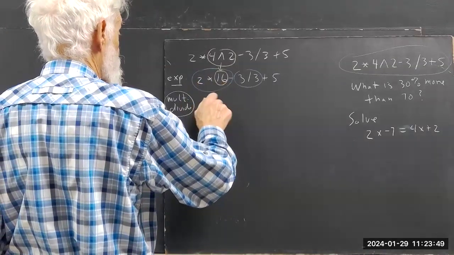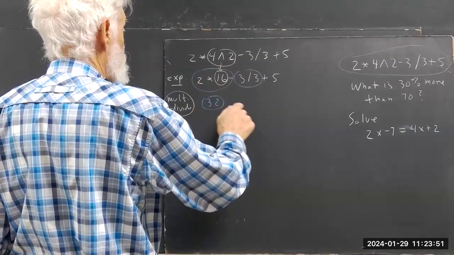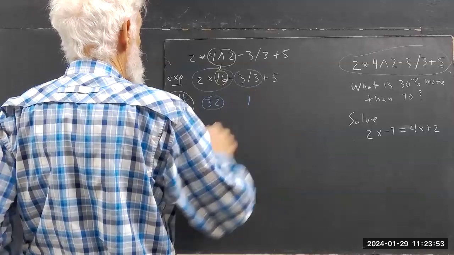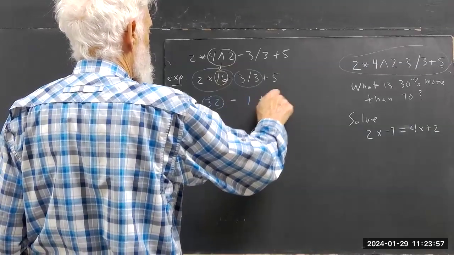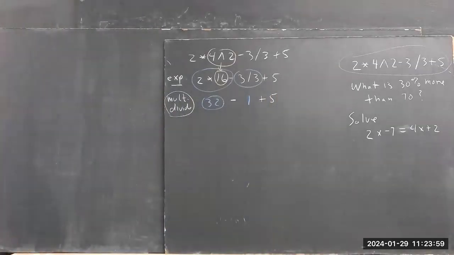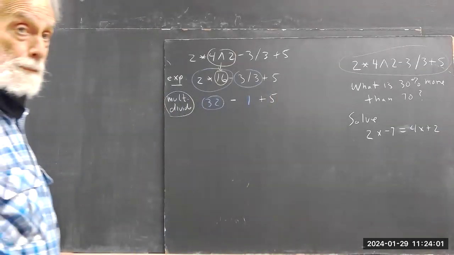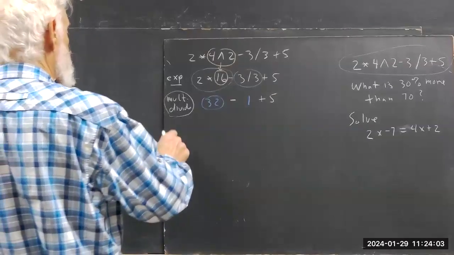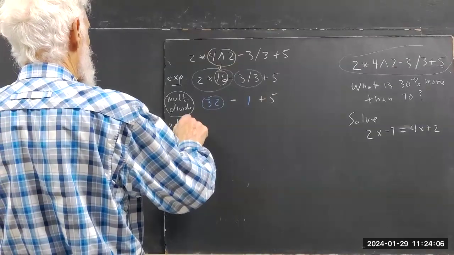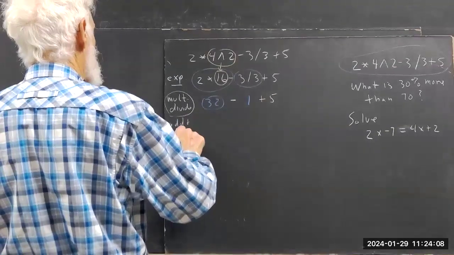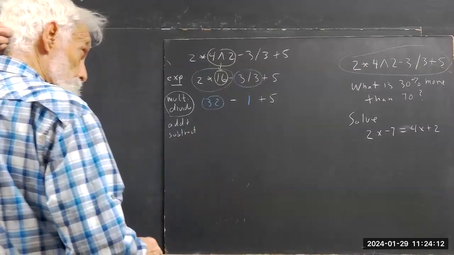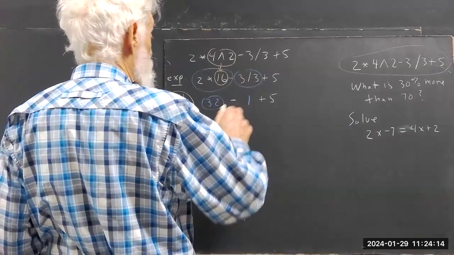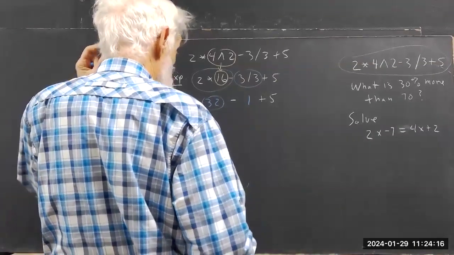Well, 2 times 16 is 32. 3 divided by 3 is 1. I have 32 minus 1 plus 5. And now it's easy. Okay. We can add and subtract, just left to right. 32 minus 1 is 31.